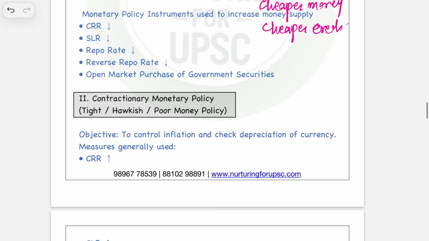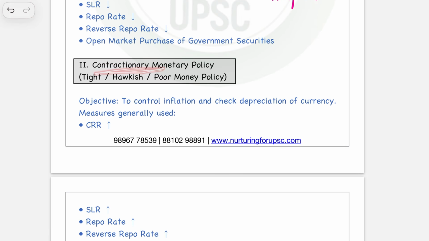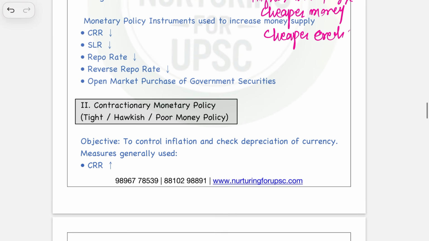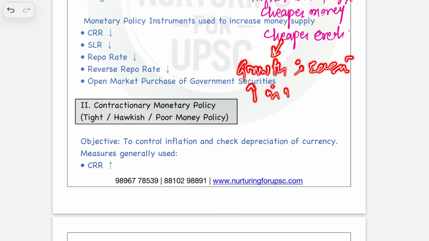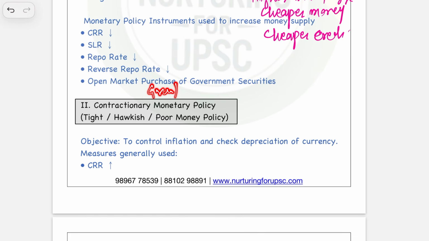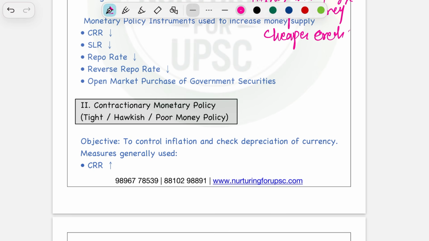On the contrary, the exact opposite is contractionary monetary policy, which is also called tight or hawkish monetary policy. In easy money the objective was growth, easier credit, an increase in investment and so on. Here it would be the exact opposite. In the monetary policy dilemma, the fight was between growth and inflation. So in contractionary monetary policy, the objective is to control inflation and also check the depreciation of money. What happens in case of easy money?